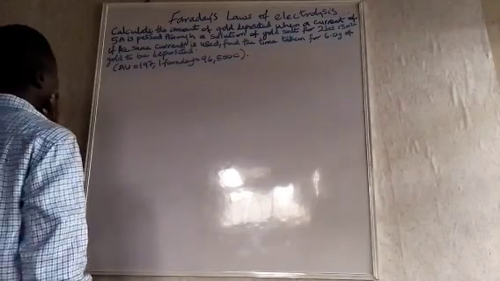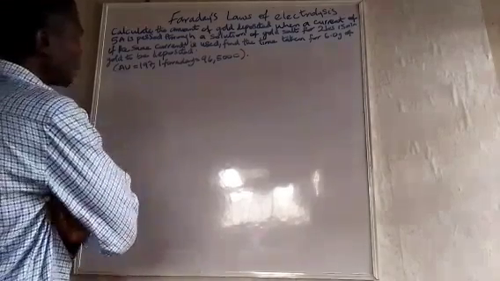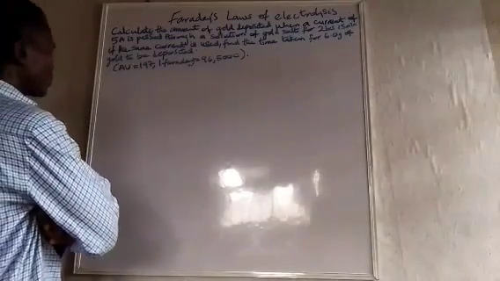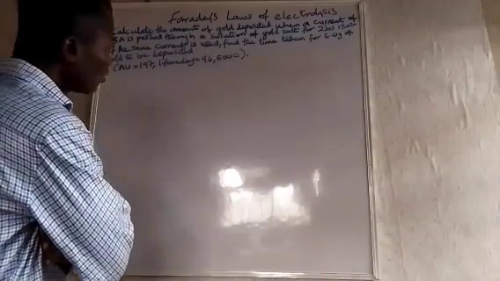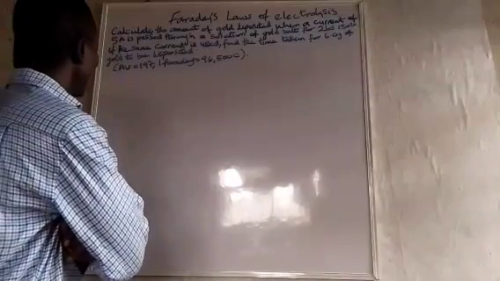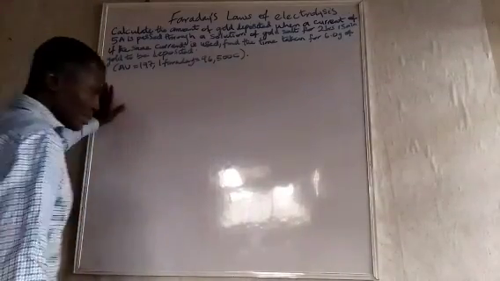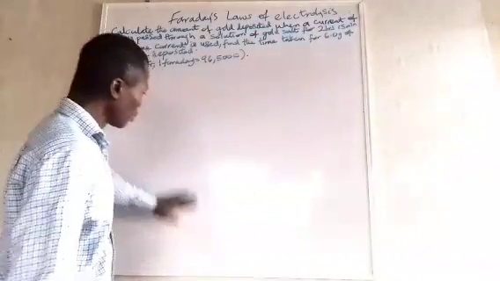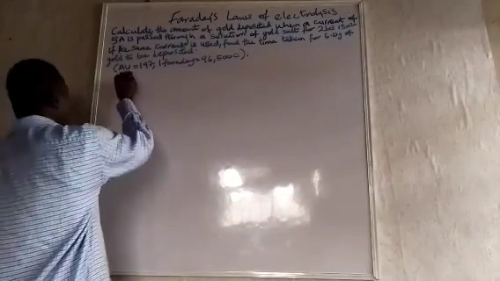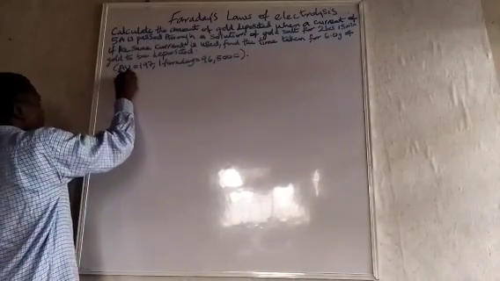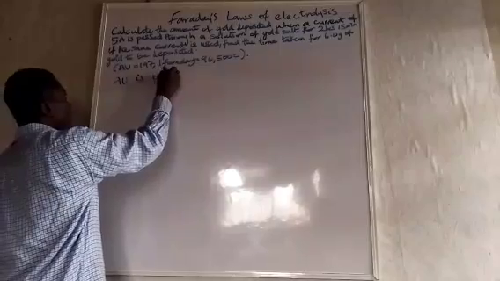Now we have it. Calculate the amount of gold deposited when a current of 5 amperes is passed through a solution of gold salt for 2 hours 15 minutes. If the same current is used, find the time taken for 6 grams of gold to be deposited. This is a simple question. What we know is that Au is univalent.